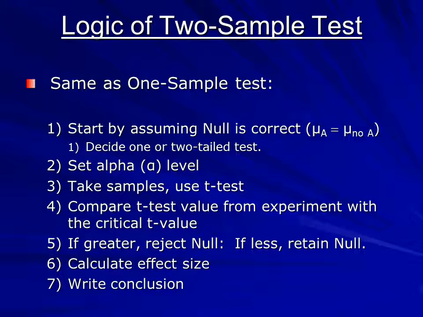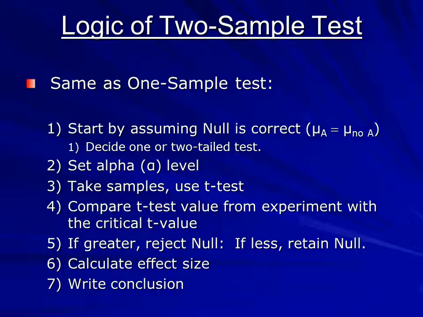Set the alpha level. This is sort of your call, but not really if you want to publish anything in any sort of journal. Typically it's 0.05. So that's the alpha level. You've got a p less than 0.05. Take samples, use a t-test. You compare the t value from the experiment with the critical t-value that you look up in the appendix.